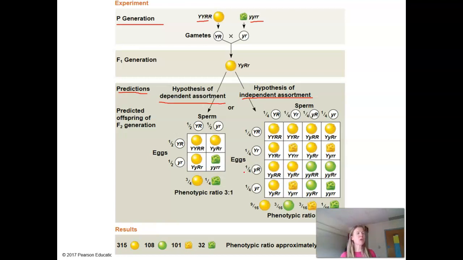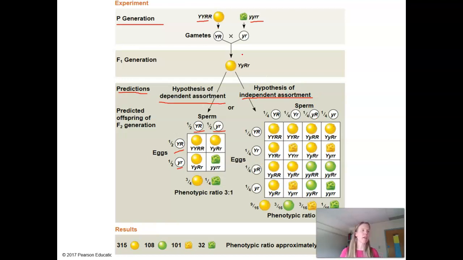So this hypothesis with our Punnett square says, if they have to go together, you'd always put the 2 dominant traits together, and the 2 recessive traits together. And so what you'd end up seeing is a 3-to-1 ratio of yellow round to green wrinkled. Now, what if they each assort independently?